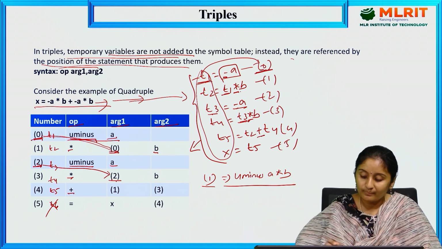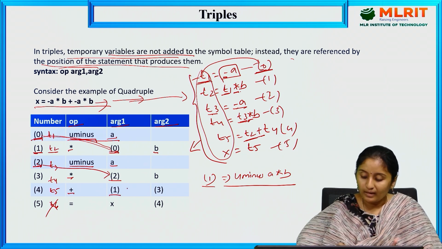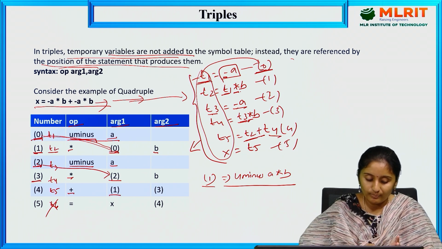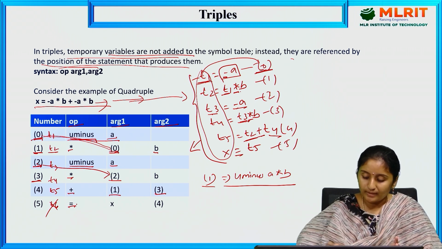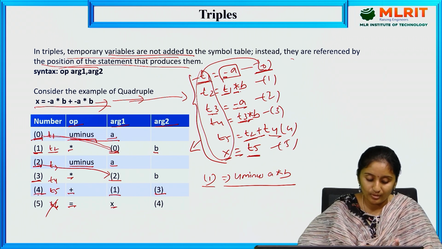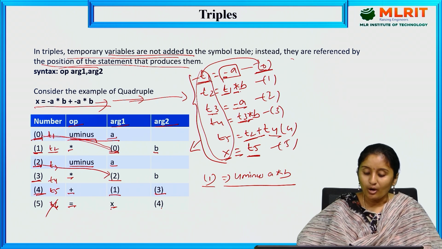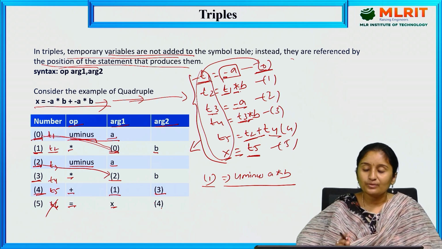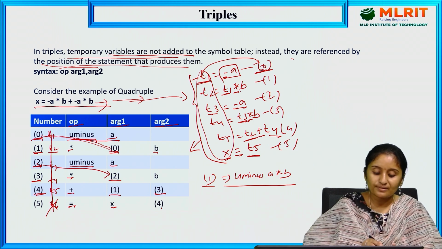The next statement has the plus operator. T2 is nothing but position 1, and T4 is nothing but the third position. Next is the equal-to operator. The argument here is X, and T5 is the fourth position. Here we are not going to mention any result, so that's why we have placed it in argument 1 and argument 2. So this is nothing but triples. Here we don't mention the temporary variables. For your reference to understand, I just placed T1.